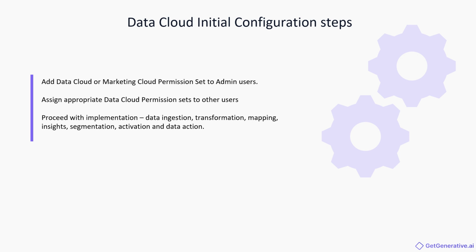Now, Data Cloud initial configuration steps. How are we going to configure Data Cloud once we have procured it? Add the Data Cloud or Marketing Cloud permission set to admin users. There are specific permission sets that we need to provide to admin users. We'll go through the permission sets as well. Assign appropriate Data Cloud permission sets to other users. Proceed with implementation, which is data ingestion, transformation, mapping, insight, segmentation, activation, and data action. This is everything that we are going to do with Data Cloud. We're just going to break it down one at a time.